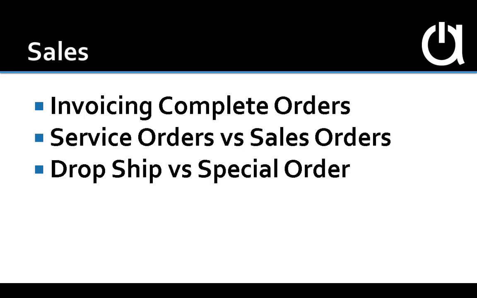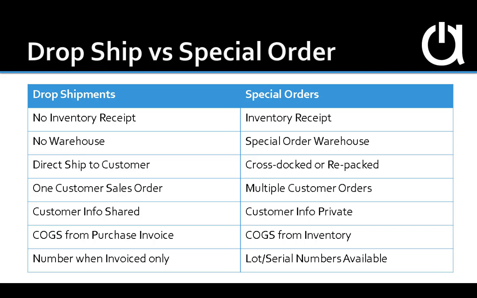And then let's take a look at all the differences between special order and dropship. So for drop shipments, there is no inventory receipt, no warehouse to be shipped to. It's going to be shipped directly to your customer. So when you create a dropship PO, the customer ship to location is copied into the purchase order ship to location. It's based on one customer sales order, and again, the customer info is shared. And then when you invoice that dropship PO, that is what sets the cost of goods sold. So your cost of goods sold is accumulated at the time that you create that purchase invoice.